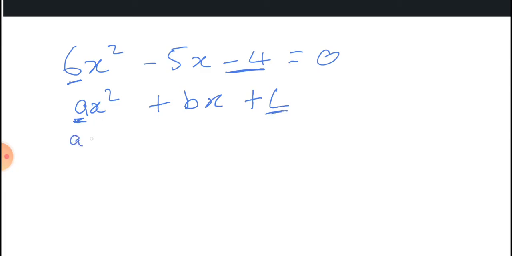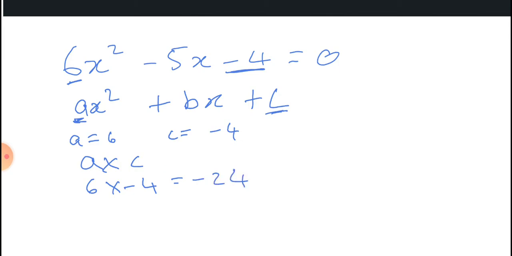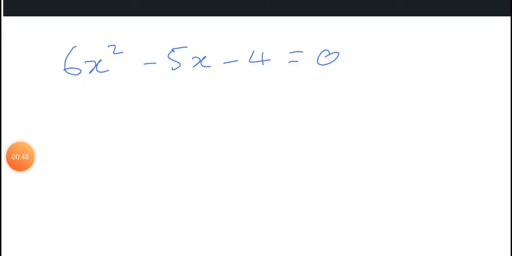Remember, we said a is 6 and c is minus 4. So we start with a times c, or 6 times minus 4, which is equal to minus 24. Because we did a times c, this method is sometimes called the AC method. So let's tidy up a little bit. AC is minus 24.